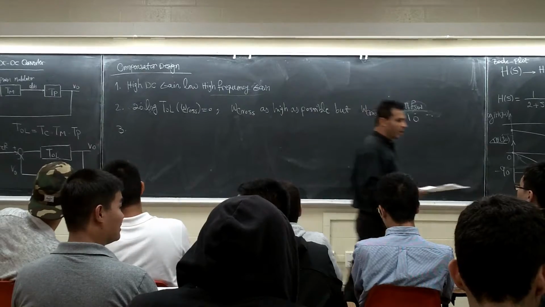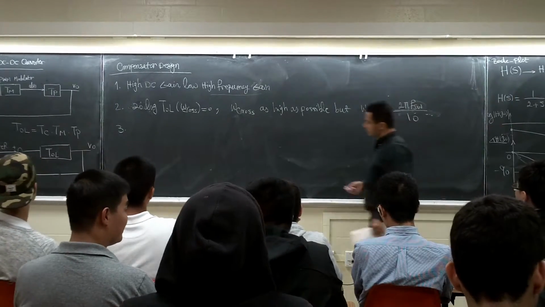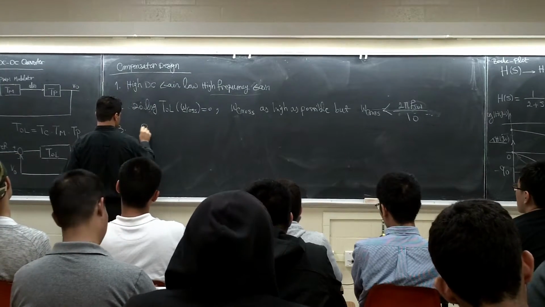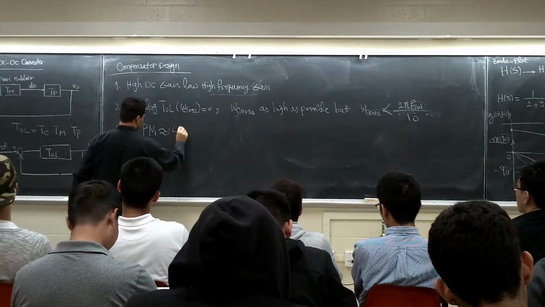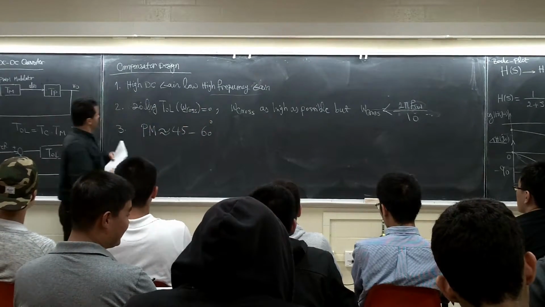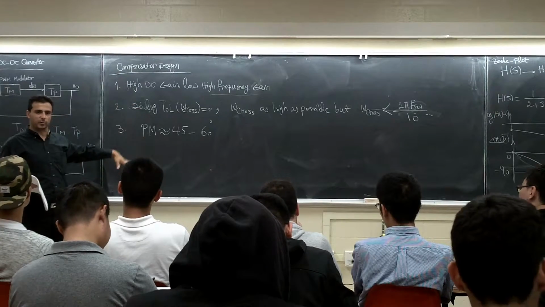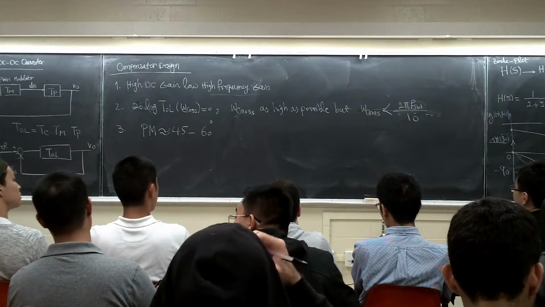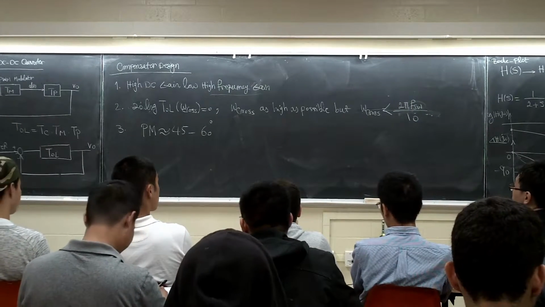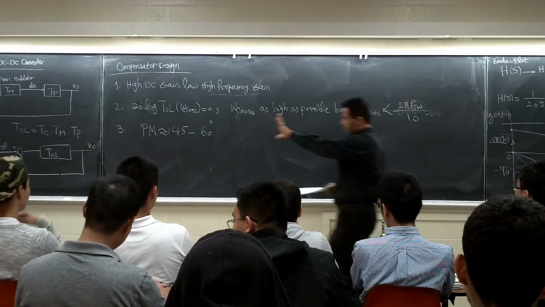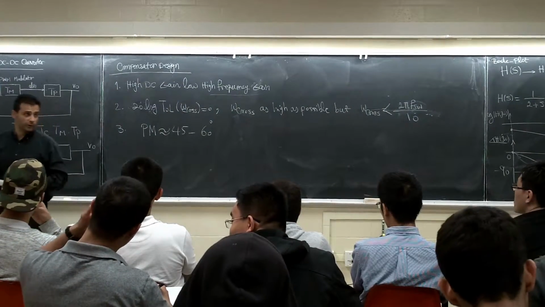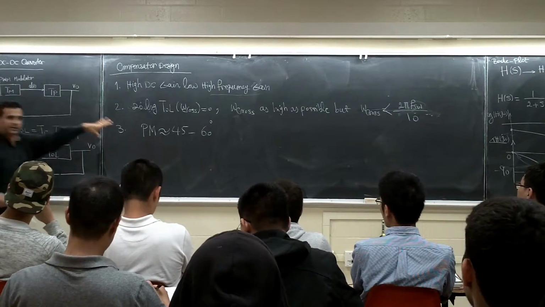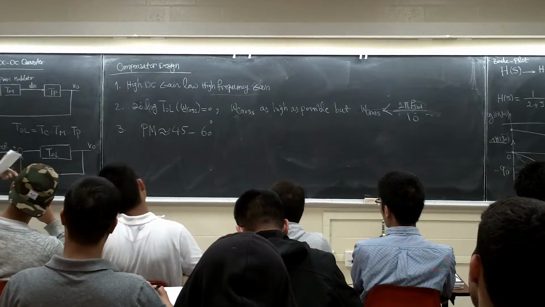We want to have a phase margin of 45 to 60 degrees for the system. These are the basic rules we follow. Keep these three in mind because we're going to continue this next Tuesday. I want to start with this one. I'm not going to apply anything here. First, I want to start with this one. Let's look at this system.